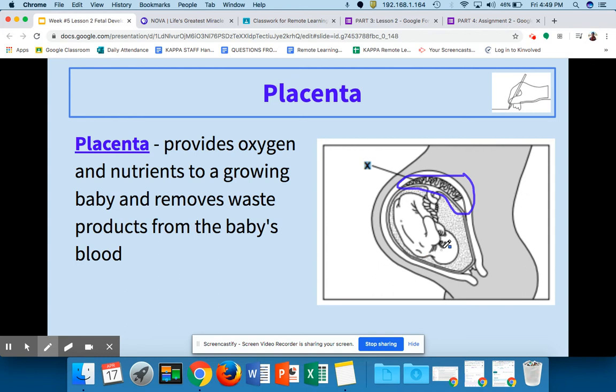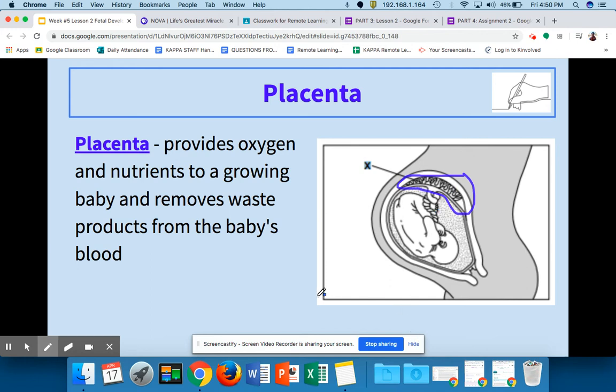The baby here does not have an immune system and does not have its own way of breathing. It can't breathe air at this point, and it also can't get rid of waste. So the placenta is super important for the exchange of, again, nutrients, hormones, and waste.